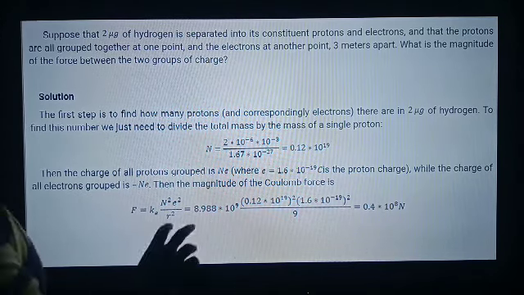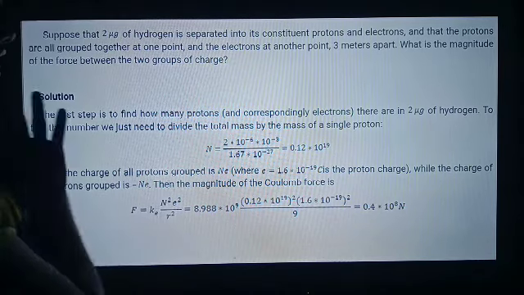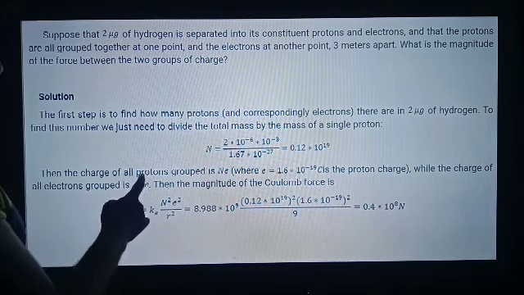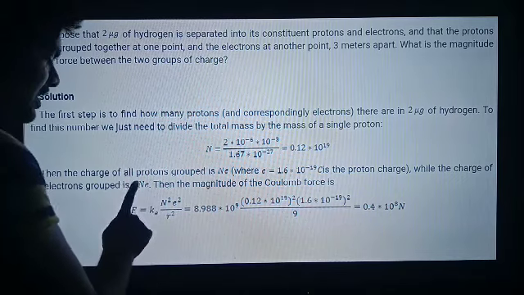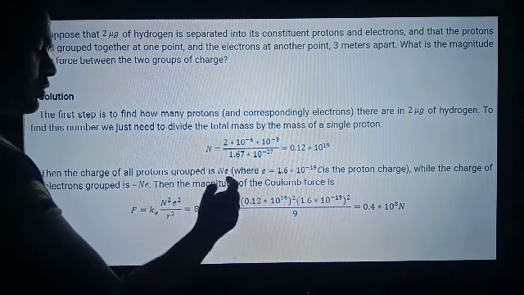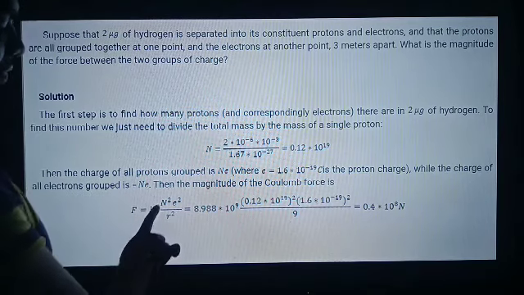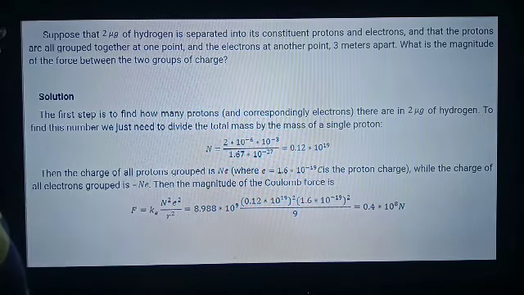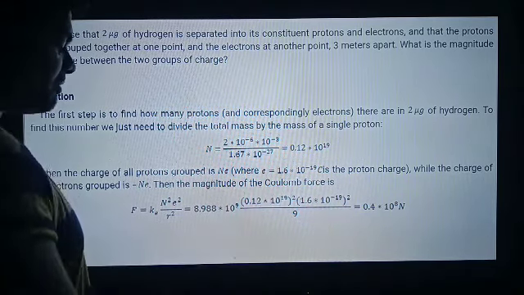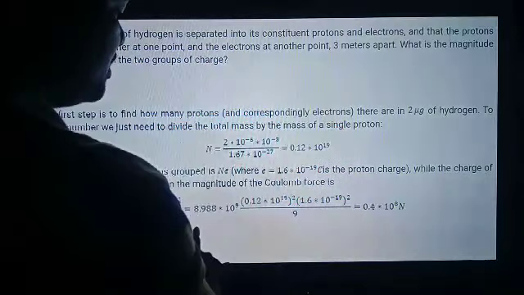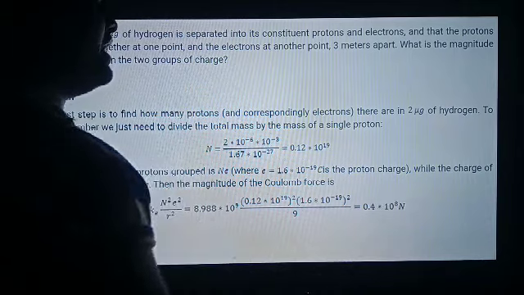So we know very well, according to Coulomb's law, the force F is equal to K Q1 Q2 upon r square. This is Q1, this is Q2. The minus sign you have to leave, because there is a negative charge and a positive charge, so the force will be attractive. Now F is equal to K N square e square upon r square. Keep the values. N is this, e is 1.6 × 10^-19 and r is given 3 meter. On solving, the answer is 0.4 × 10^8 Newton.